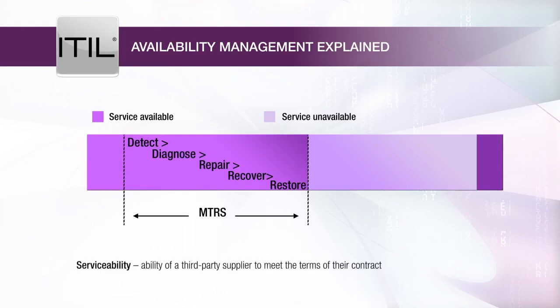Serviceability is the ability of a third-party supplier to meet the terms of its contract. This contract will include agreed levels of availability, reliability, and/or maintainability for a supporting service or component. The key service target contained within SLAs for customers and the business is availability. Some customers also require reliability and maintainability targets to be included in the SLA as well. Where these are included, they should relate to end-to-end service reliability and maintainability.